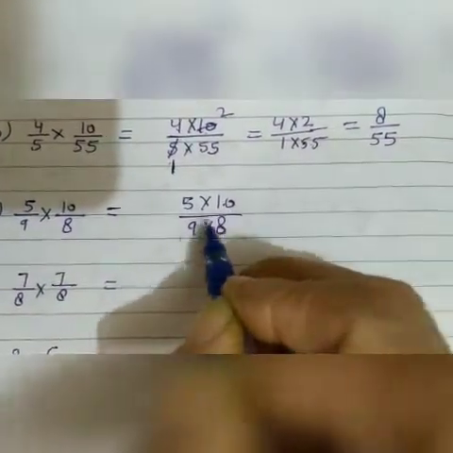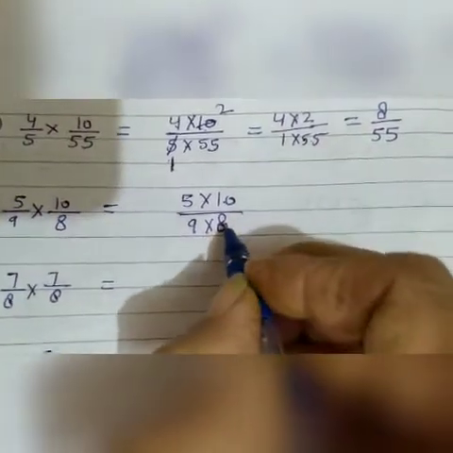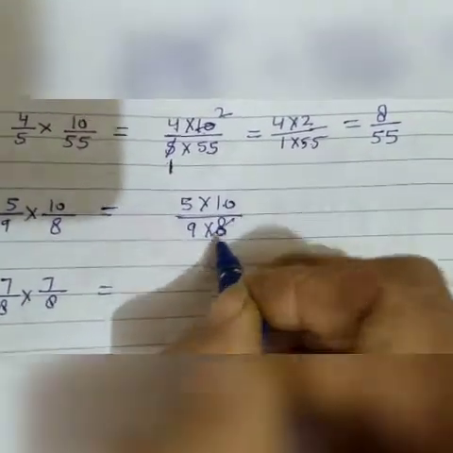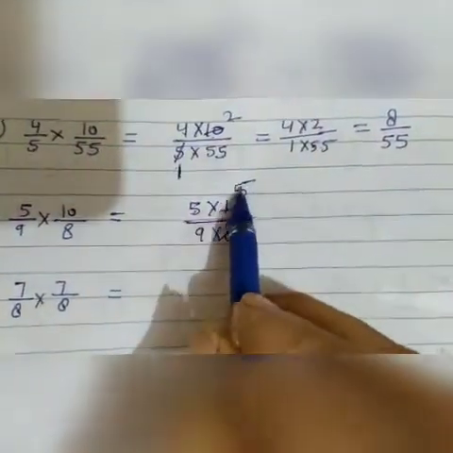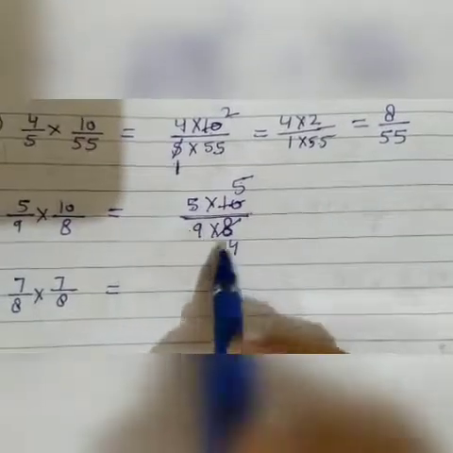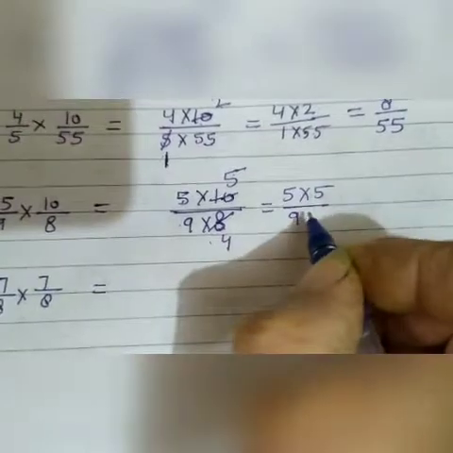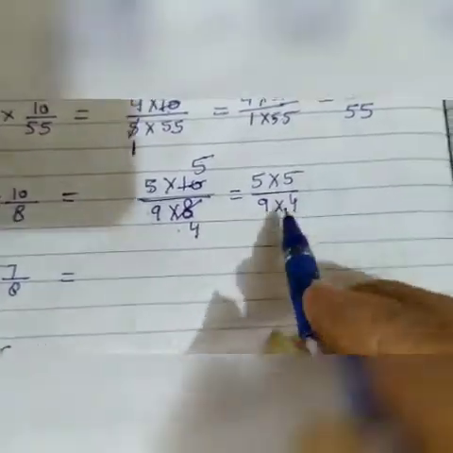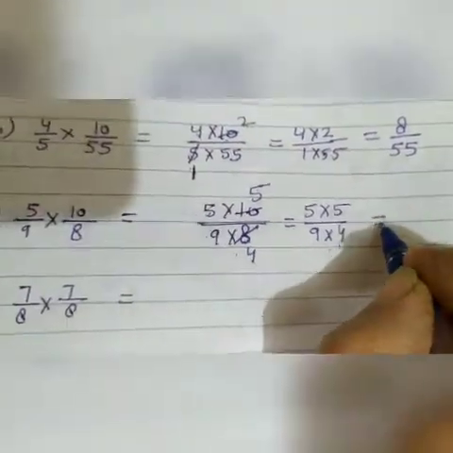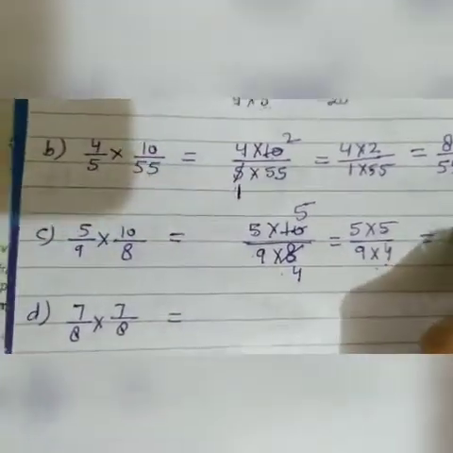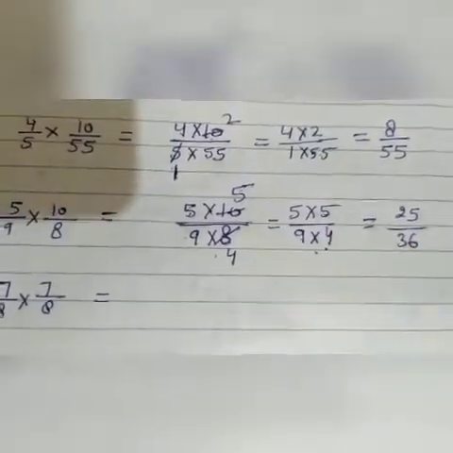इस 10 और 8 को हम 2 के टेबल से सिंप्लीफाई कर सकते हैं. 2 1 जा 2, 2 2 जा 4, 2 3 जा 6, 2 4 जा 8 and 2 5 जा 10. Now it is 5 into 5 upon 9 into 4. No more simplification. अब हम और किसी भी नंबर को सिंप्लीफाई नहीं कर सकते. So we will multiply it. 5 5 जा 25 upon 9 4 जा 36.